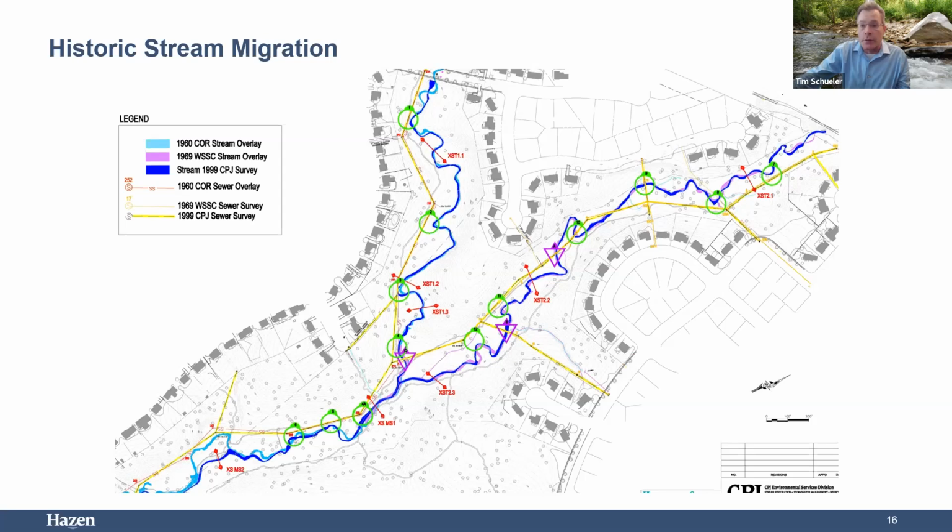And pattern migration for a stream is natural. There's nothing wrong with it. But urbanization and now climate change exacerbate the stream's movements. And so we were able to determine where this would already be conflicting with the sewer systems or might conflict with them in the future.